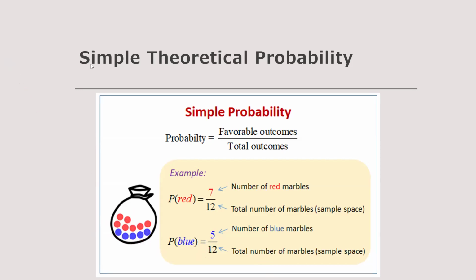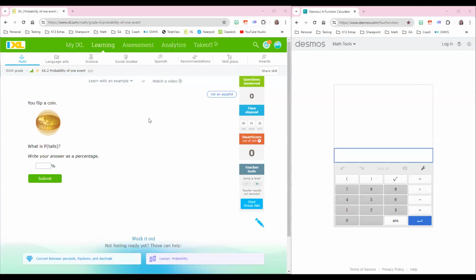All right, let's head on over to IXL and actually have a chance to practice this. Part of what we'll practice is we will work on converting to decimal and percentage form on IXL as well. All right, here we are on IXL assignment Q2X, probability of one event. I also have pulled up the Desmos free 4-function calculator, so that way we can use that to help us with any conversions that need to happen.